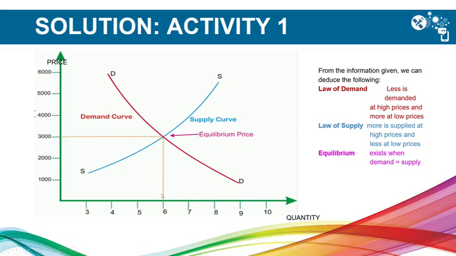Just to recap again, demand has a negative gradient, supply has a positive gradient. When prices are high, demand is low. When prices are low, demand is high. With supply, when prices are high, supply is high. And when the price is low, the supply is low as well.